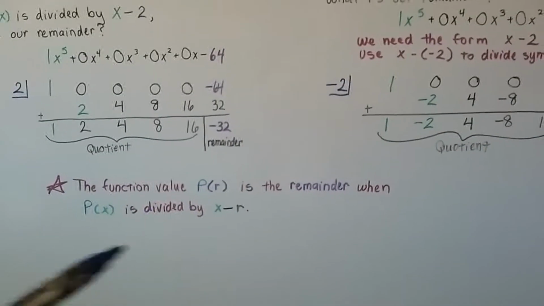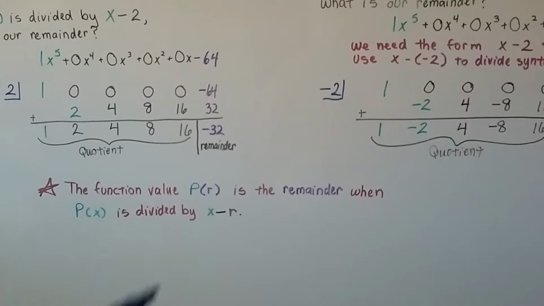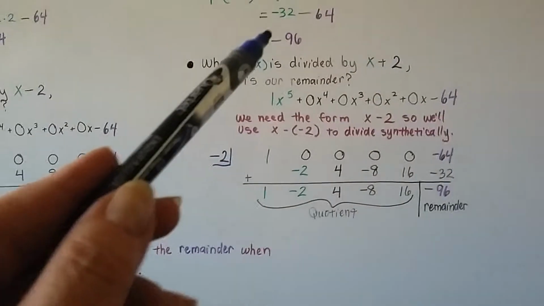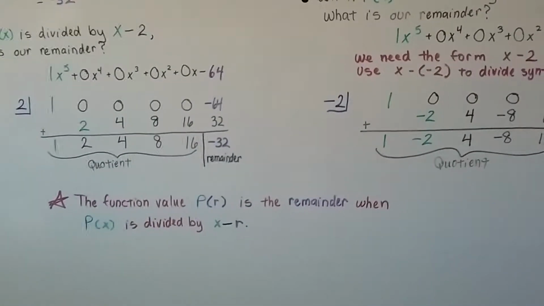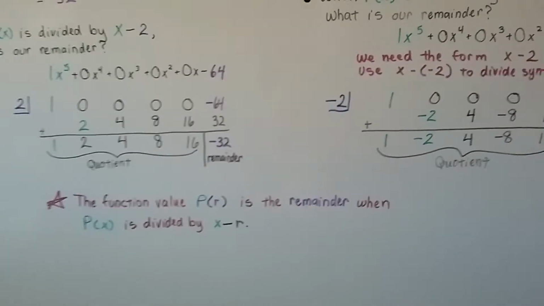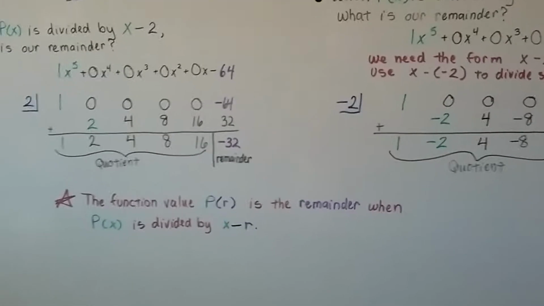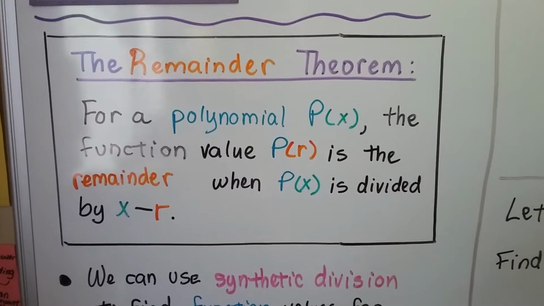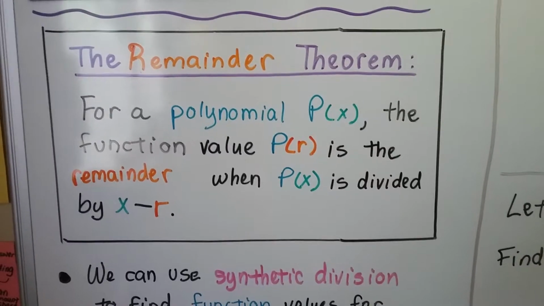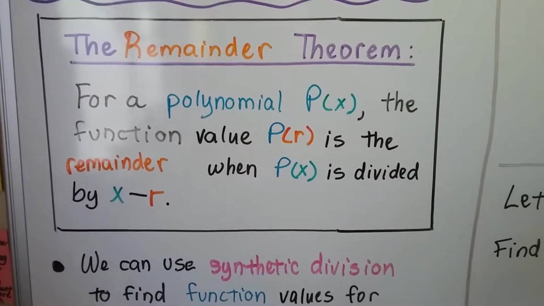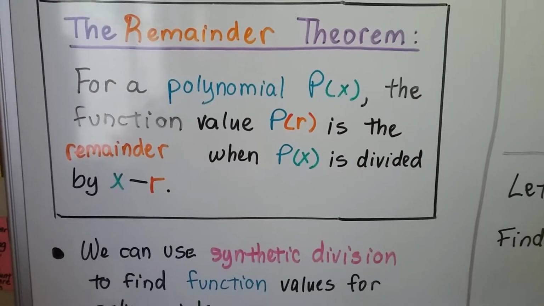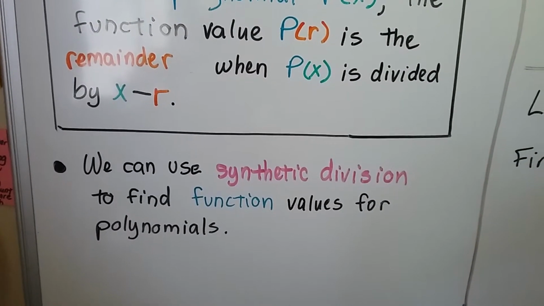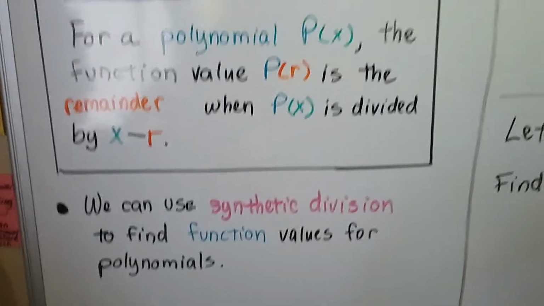So the function value, P of R, is the remainder when P of x is divided by x minus R. Okay, so that's what we're going to be talking about. So here's our remainder theorem. For a polynomial P of x, the function value P of R is the remainder when P of x is divided by x minus R. We can use synthetic division to find function values for polynomials.